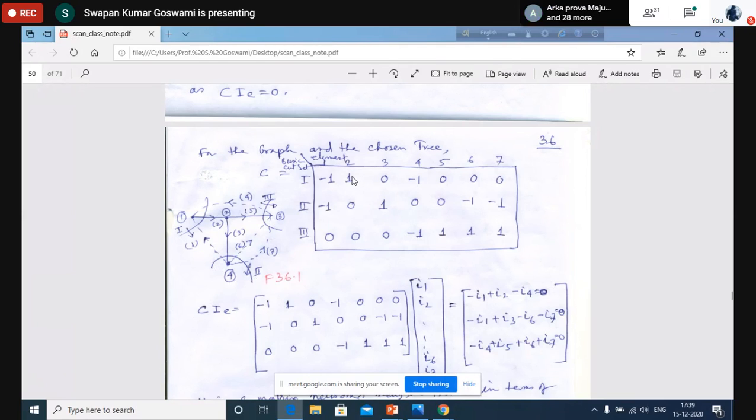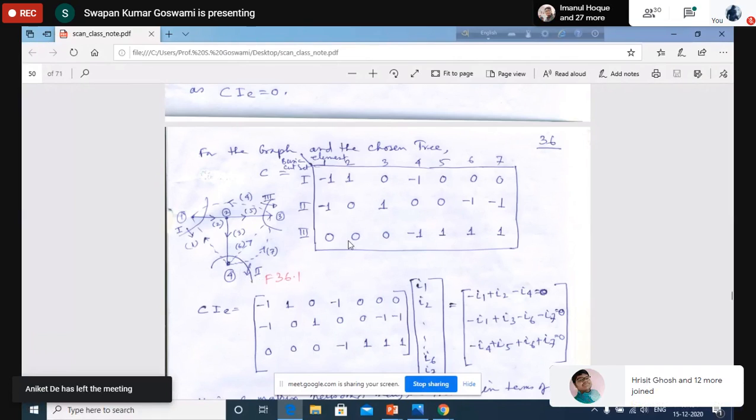Similarly, element number 2. Element number 2 is a tree branch. A tree branch may be present in one cut set only, and it is basically forming cut set number 1, and it is deciding the direction of cut set 1 also. That's why it will be +1 and 0 in all other places. Element number 3 again is a tree branch, so it is forming a cut set. This is actually forming cut set number 2. So the direction of element number 3 and the direction of cut set 2 will be the same. So it is a +1.